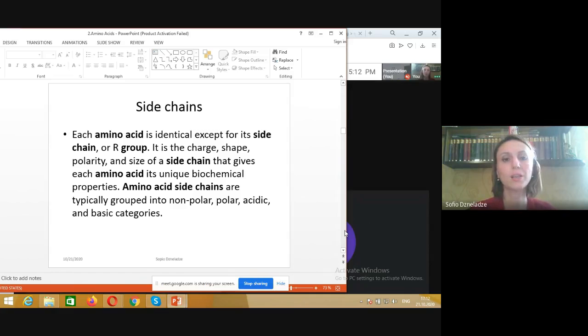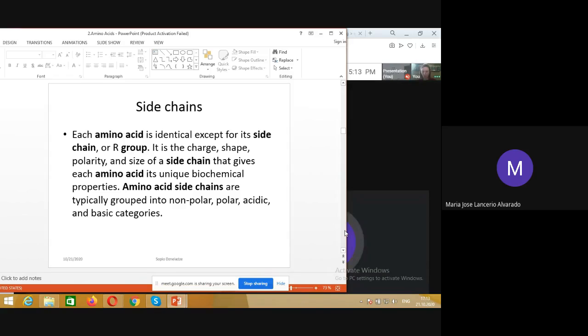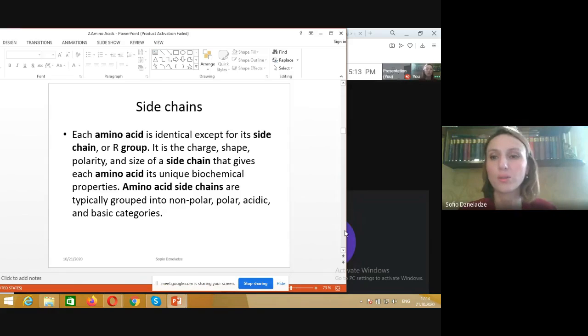Now let's talk, Maria, about the side chain. Each amino acid is identical except for its side chain or R group. It is the charge, shape, polarity, and size of a side chain that gives each amino acid its unique biochemical properties. Amino acid side chains are typically grouped into nonpolar, polar, acidic, and basic categories. Thank you, Maria.